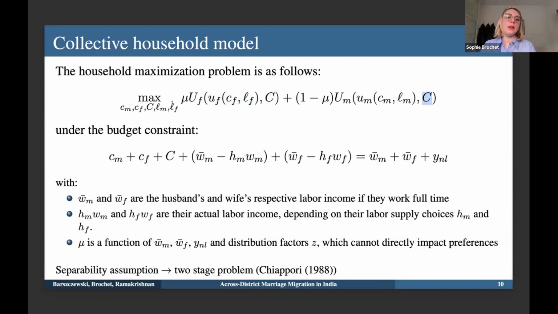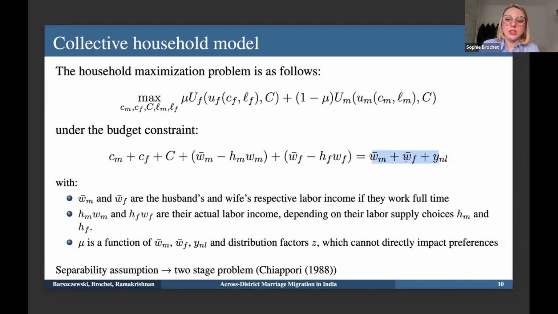Now, the household maximizes its problem with respect to the different types of consumption and leisure. And the budget constraint is given here. On the left-hand side, we have consumption. This I'm going to explain in a second. And on the right-hand side, what we have here is actually the potential income of the household. So we have WM bar, and this is how much the husband would earn if he chose to work full-time. And we also have WF bar, which is how much the wife would earn if she worked the maximum possible amount of time. And then we have YNL, and that's non-labor income. So that's an income of the household that doesn't come from labor. And so this is the potential income of the household.